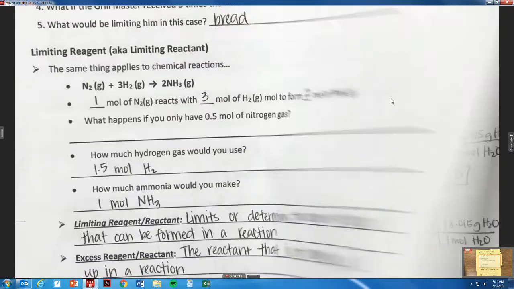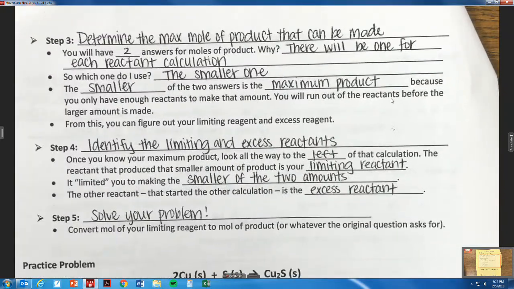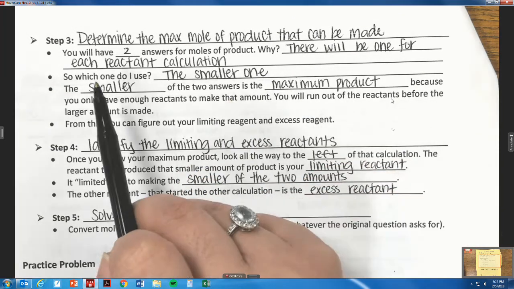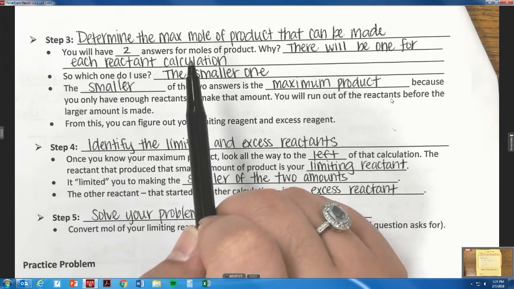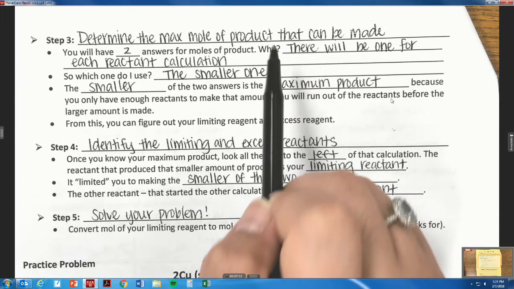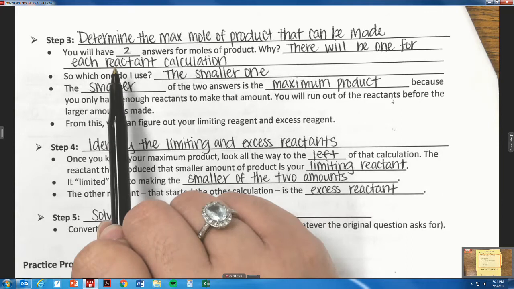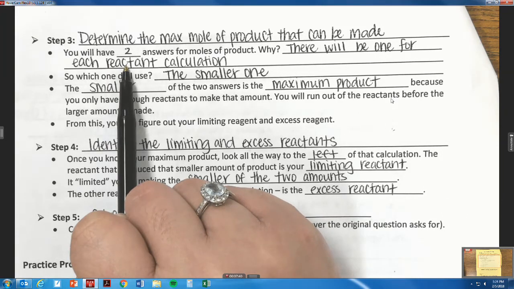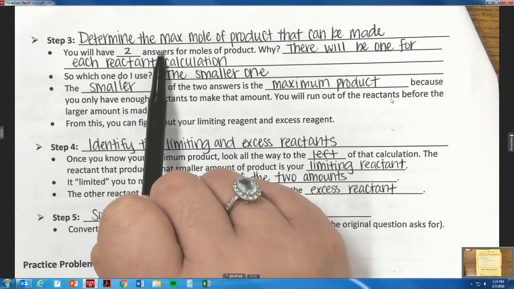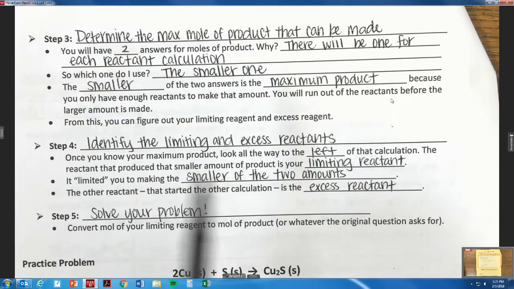Let's take a look at number 3. Number 3 says determine the maximum moles of product that can be made. So you're going to have 2 answers for moles of your product. Why? Because you have to solve for moles of your product for each reactant, and we usually have 2 reactants, so that's why you're going to have 2 answers. You're going to convert both reactants to moles of our product.